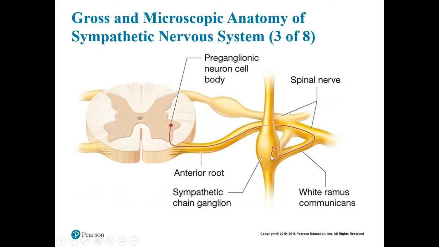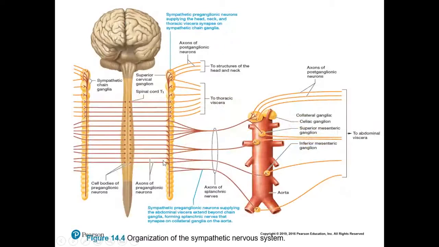So notice how there are interconnections between each ganglion here. Those are called white rami communicantes, right? So these are extensions of spinal nerves that interconnect the sympathetic ganglia right here. So again, we will see these all throughout the spinal cord, top to bottom, in this manner.